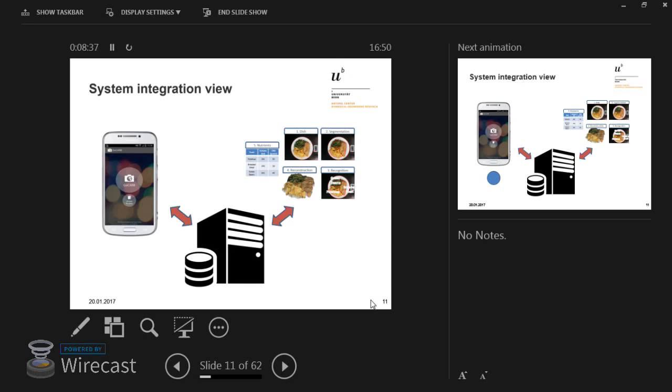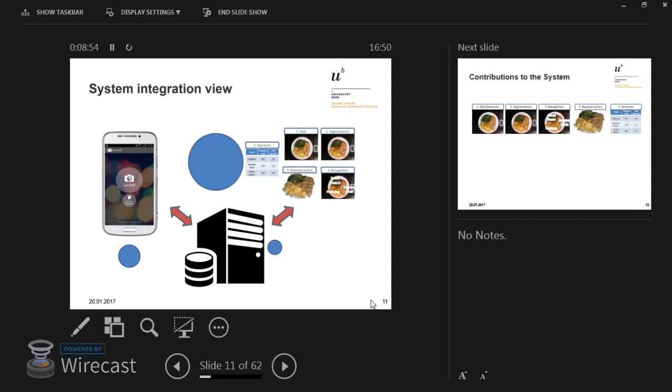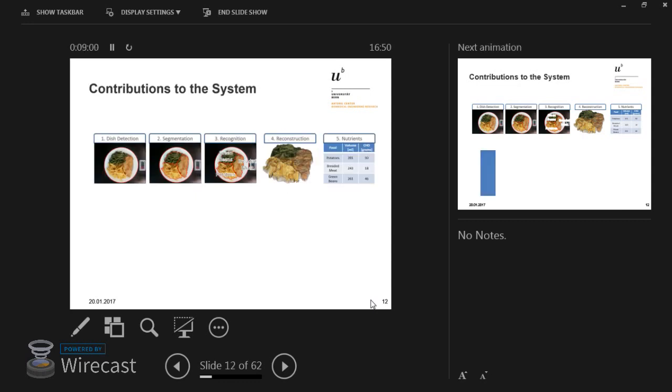In terms of amount of work, the interface was a fair amount because we needed to think about the users themselves and not just about our algorithmics and coding. Then the server was a little easier, but most of the work was when we worked on the back end and the software. If we look at it, there are 5 steps: the dish detection, the segmentation, the recognition, the reconstruction, and the nutrients.